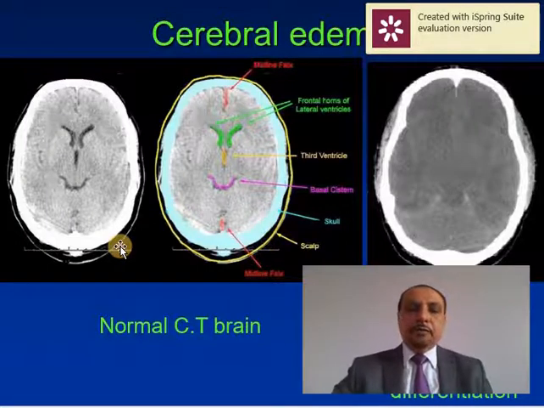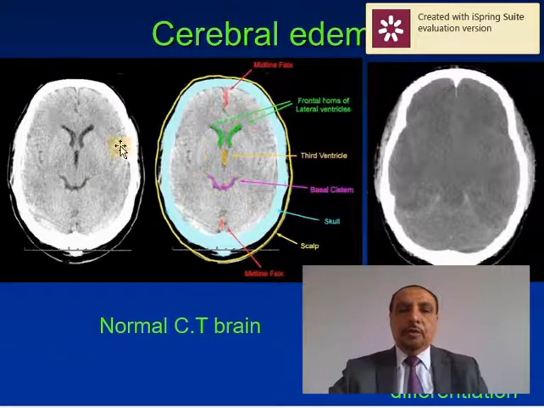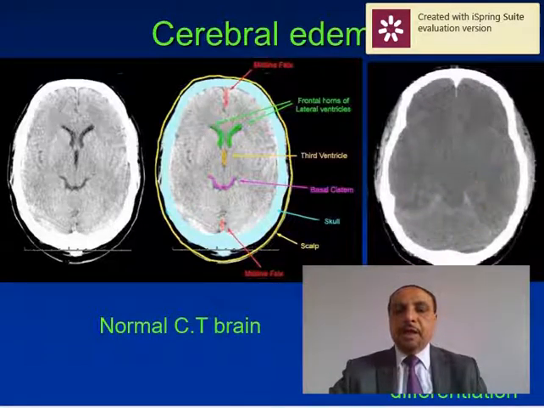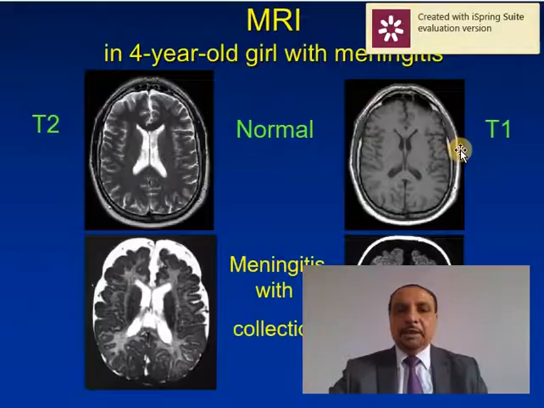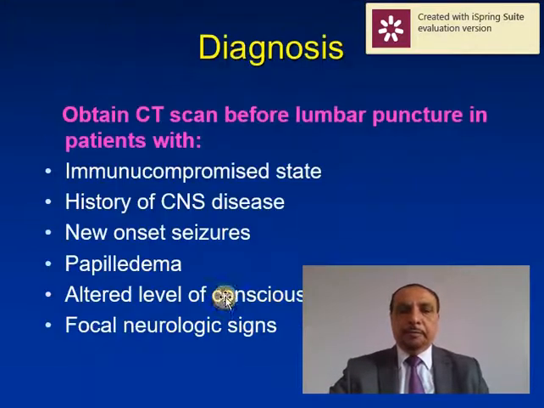On the left side you see the normal CT, and here, as you see, there is generalized loss of the gray and white matter. You cannot differentiate even the gray from the white matter. And this is by MRI, especially if you have meningitis with collection. Here you can see the collection in T1 and T2.